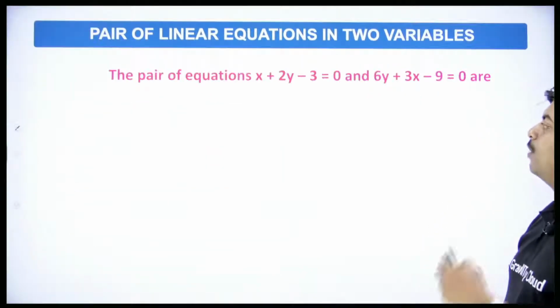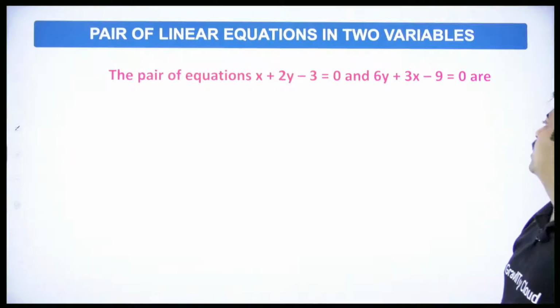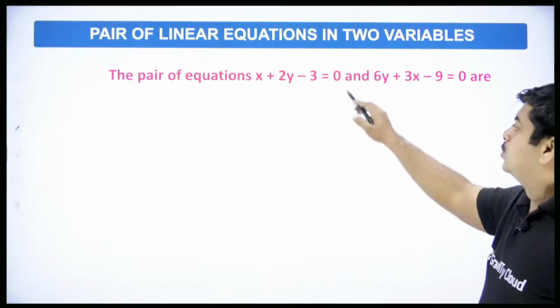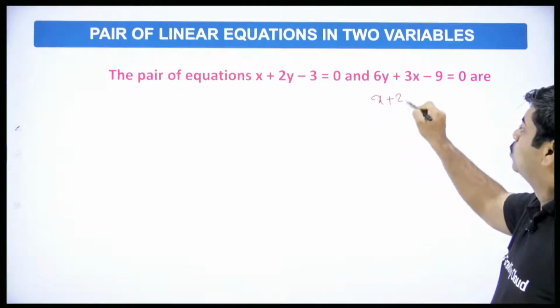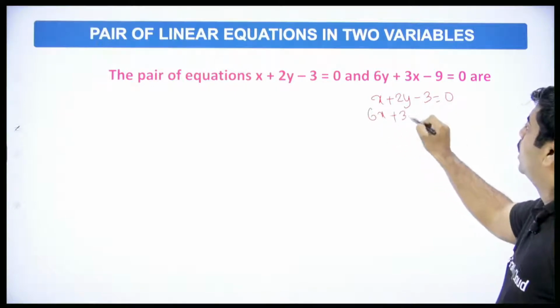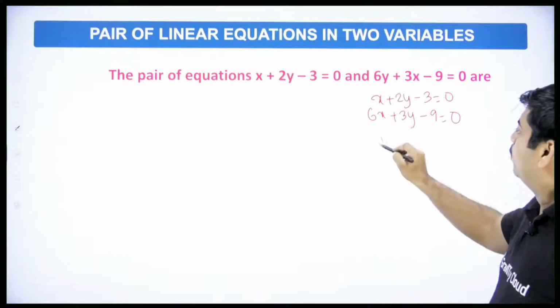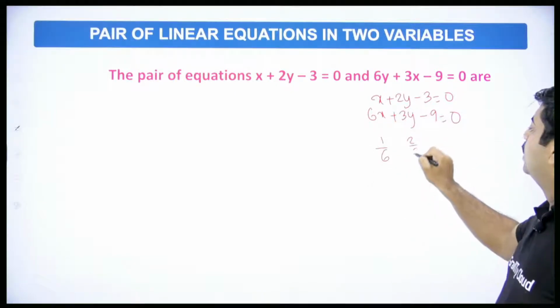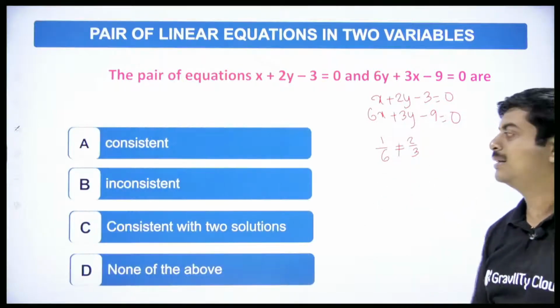Next one. The pair of equations x plus 2y minus 3 equal to 0 and 6x plus 3y minus 9 equal to 0 are. So a1 by a2. Let me write again. x plus 2y minus 3 is equal to 0 and 6x plus 3y minus 9 is equal to 0. a1 by a2 is 1 by 6, b1 by b2 is 2 by 3. These two are not equal.